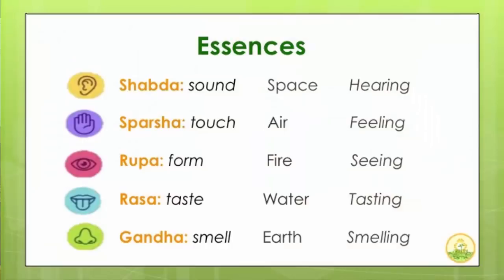Shabda is sound. It's associated with the element of space and hearing. Sparsha is touch, associated with air and feeling. Rupa is form, fire and seeing. Rasa is taste, water and tasting. And Gandha is smell, earth and smelling.